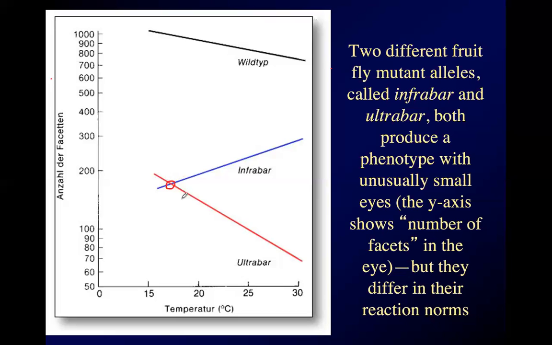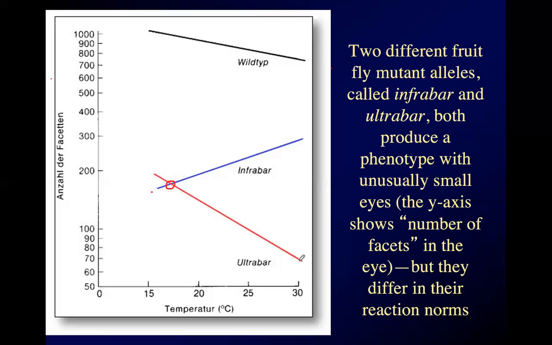per eye. The difference between infrabar and ultrabar is not that they're always phenotypically different. Under some circumstances, they produce the same number of facets, but in flies with infrabar, the number of facets goes up a little bit with increasing temperature, and in flies with ultrabar, the number of facets goes down all the way to about 70 if you raise these at the highest temperature of 30 degrees.